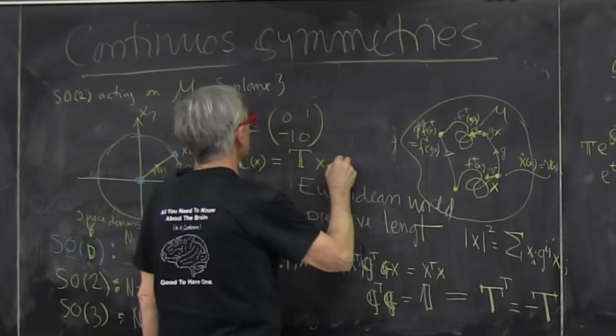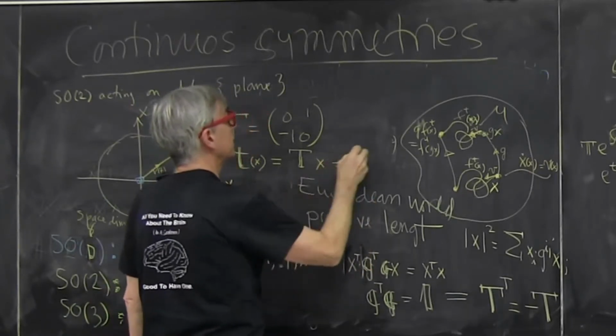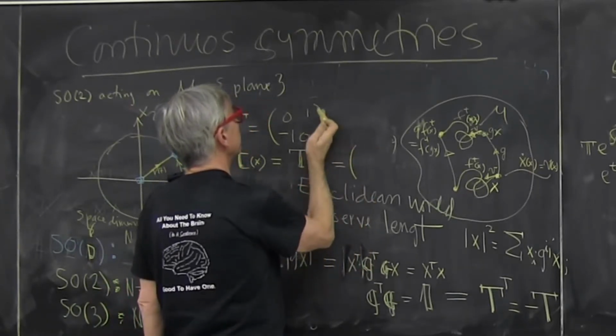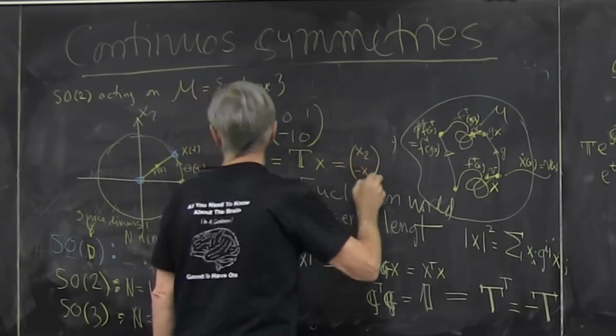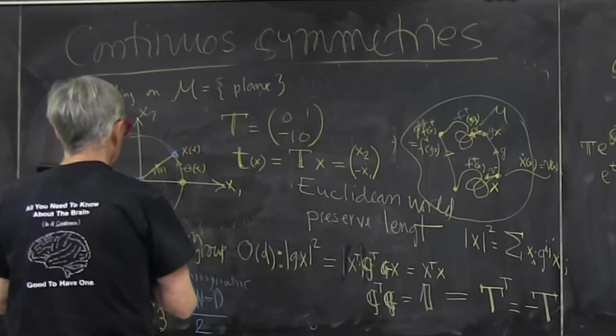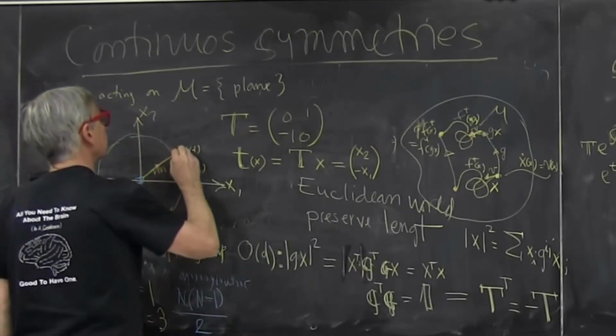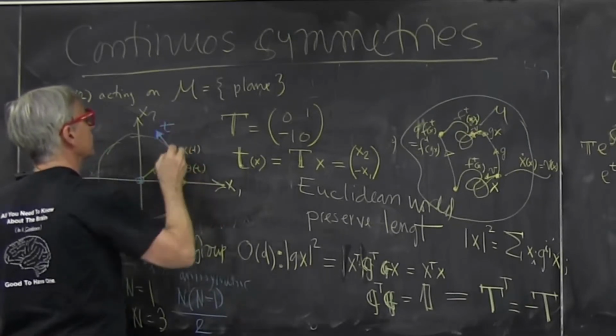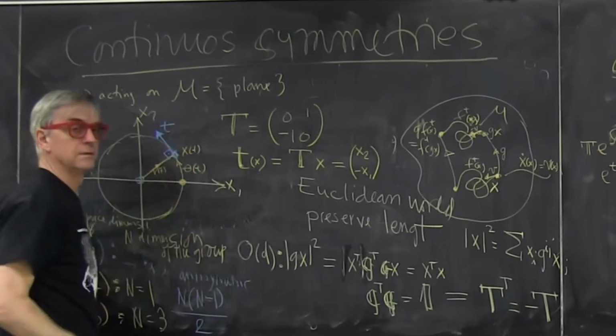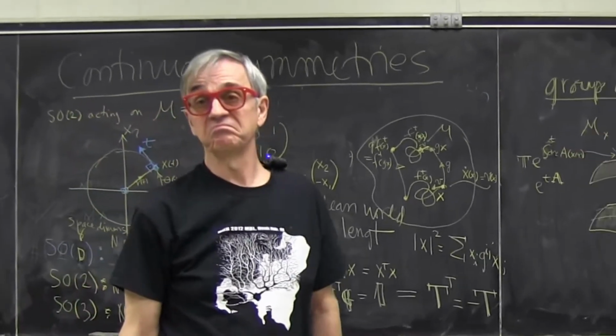And if I write this out in components, it just interchanges. It takes the second component and puts it here, the first one and puts it there. And if you remember your high school geometry, that's actually rotation by 90 degrees. So it turns out a group tangent is always orthogonal to where you are.